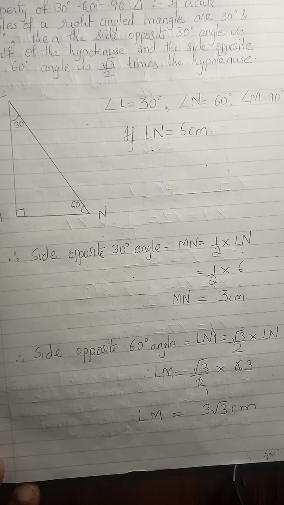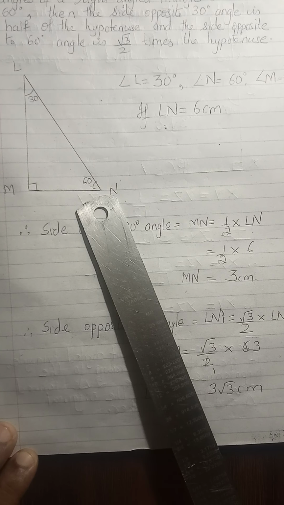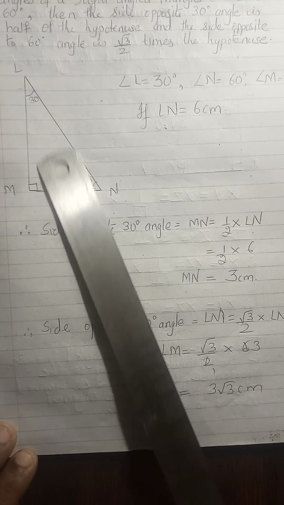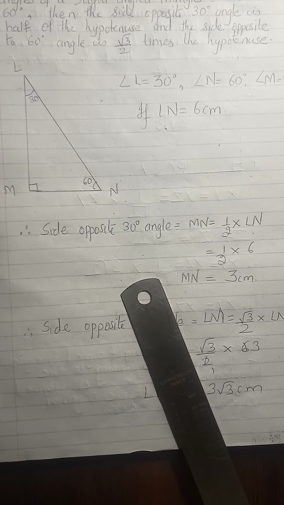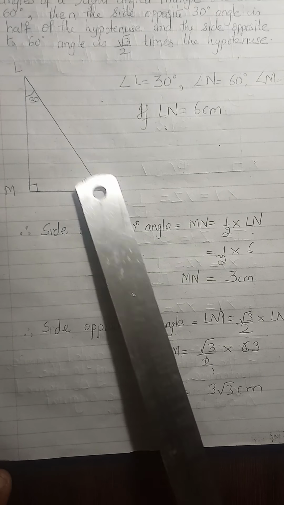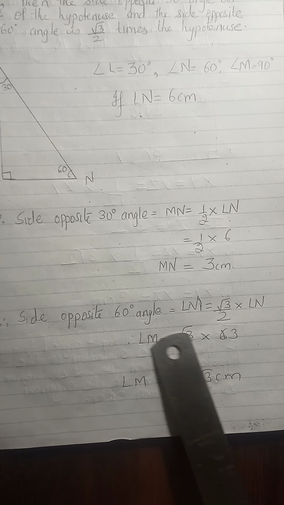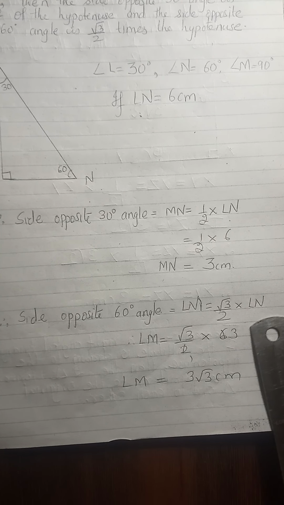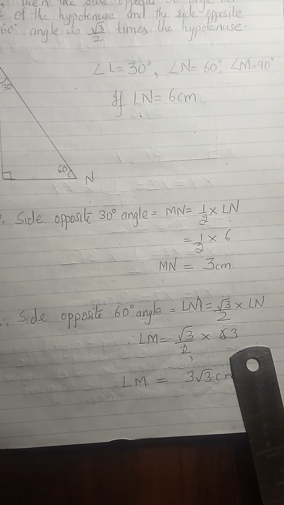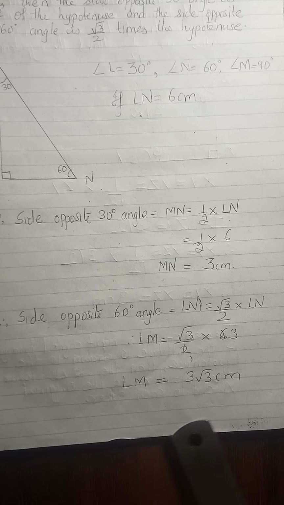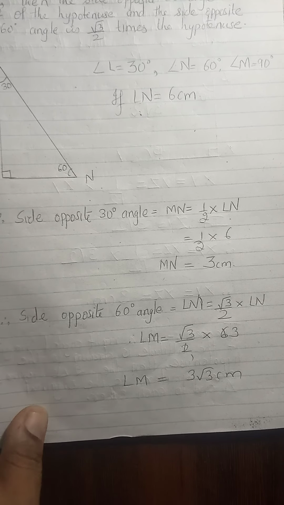Similarly, if we take the side opposite to the 60 degree angle, opposite to 60 is LM. So we can find the value of LM if we know the value of LN, by following the property: the side opposite to the 60 degree angle is root 3 upon 2 times the hypotenuse. So root 3 upon 2 into the hypotenuse 6. Cancel it and we get LM equals 3 root 3 centimeters. So we have used the property of 30, 60, 90. Now we are going to use the property of 45, 45, 90.